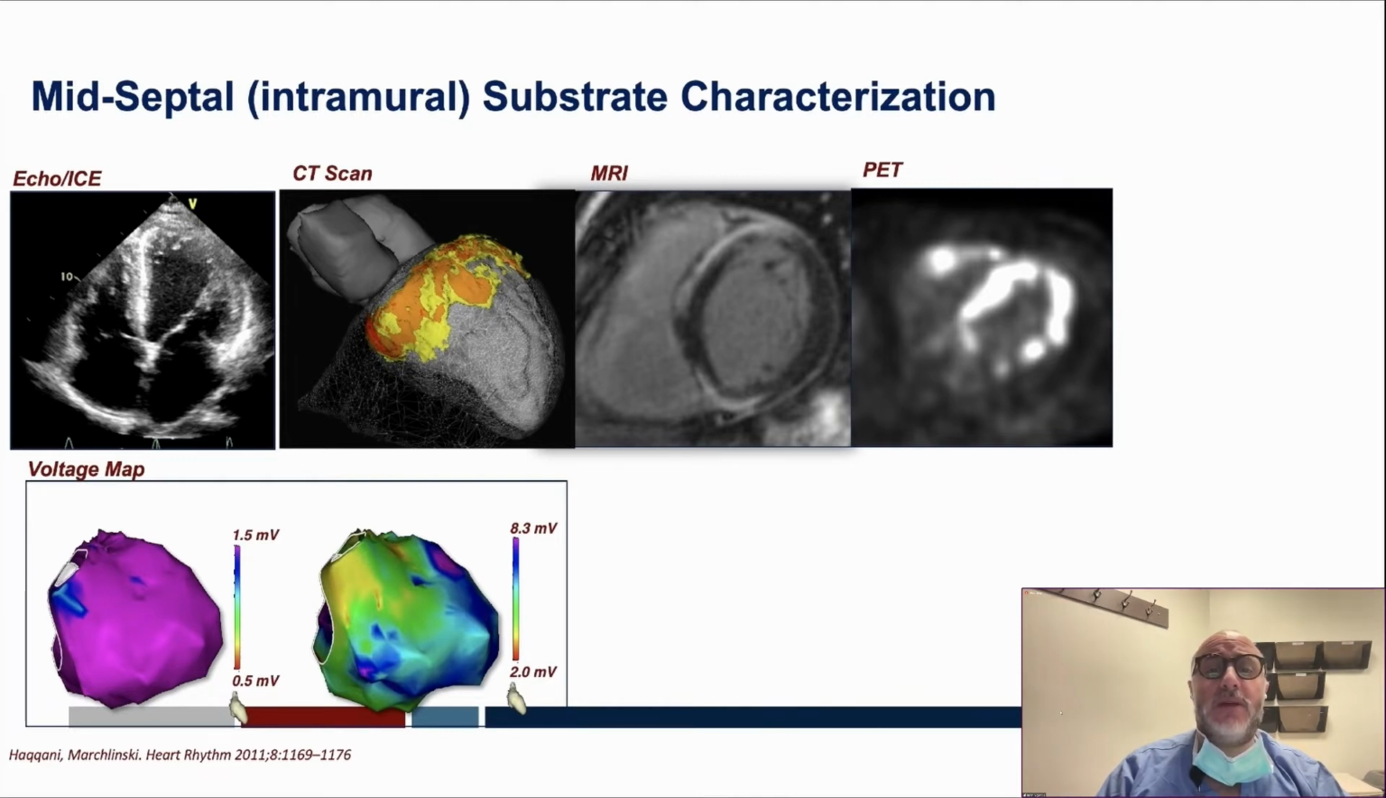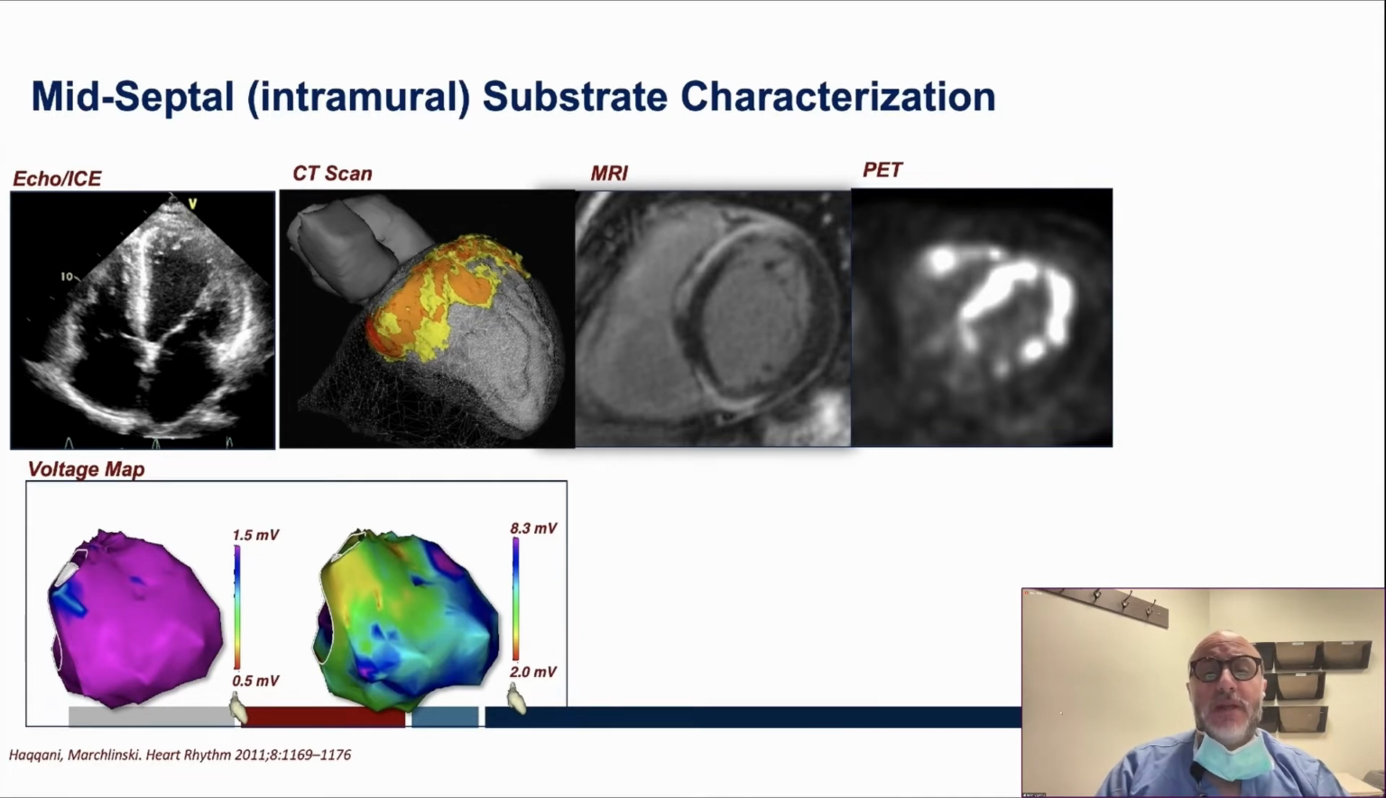Yes, the endocardium is normal because we're touching a layer of normal tissue, but classically, you will see a very abnormal unipolar voltage map representing the next layer of tissue, which is abnormal in this case because it's the septum. It would be the intramural region.